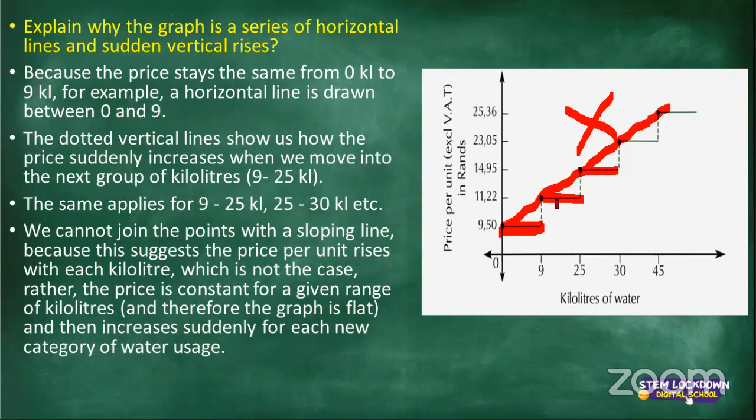So for as long as you're spending between 9 to 25 kiloliters, it will only be a cost of 11 rands 22. For as long as you are in the 25 to 30 kiloliters, it will always be a cost of 14 rands 95 per kiloliter. That's how it works. So it's constant for the given range of kiloliters. And therefore the graph is flat. It then increases suddenly for each new category of water usage.